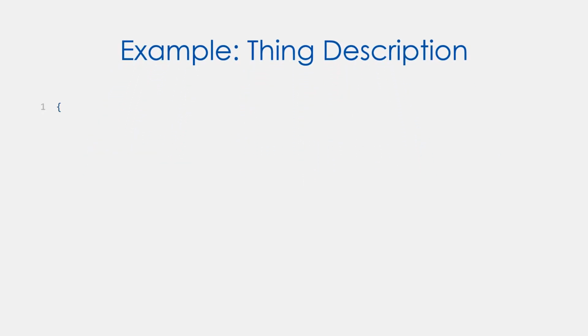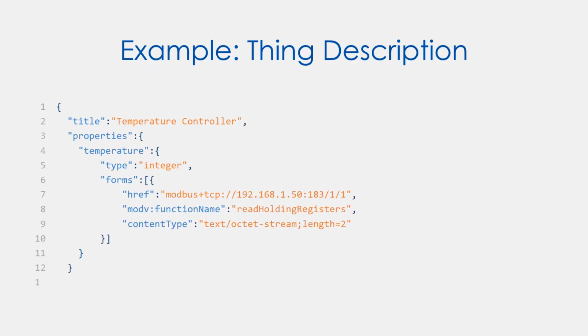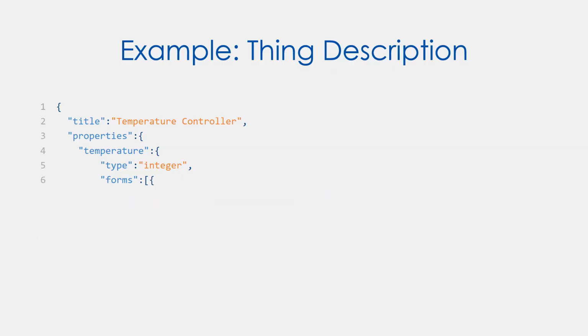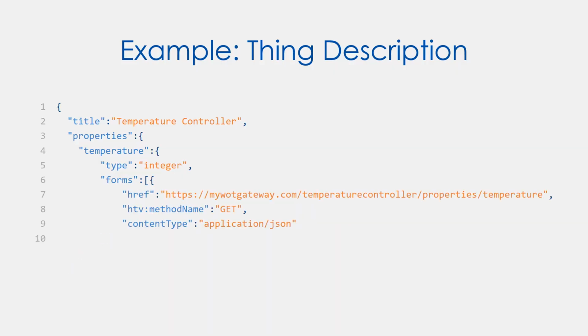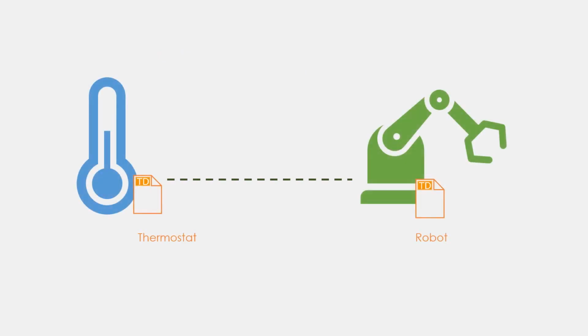Here is an example of a TD. This is the JSON serialization of a temperature controller. It tells the consumer to send a Modbus request to read the temperature in the local network. The thing can also be proxied by a gateway where an HTTP request will be sent instead of a Modbus request. The WoT TD building block enhances interoperability.